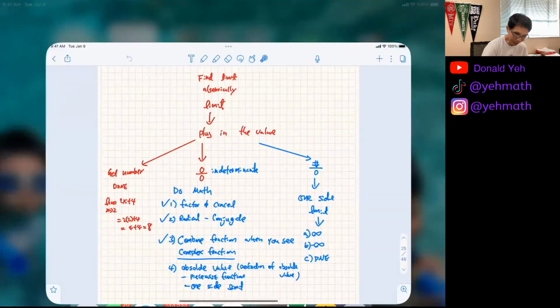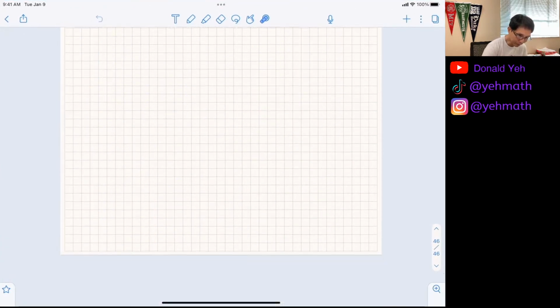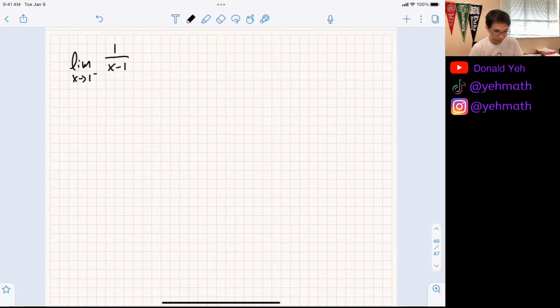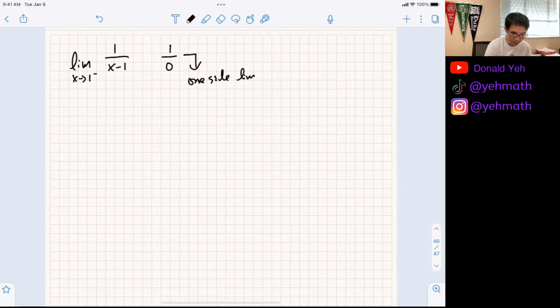Okay, so what are infinite limits? Say we have the limit as x approaches 1 from the left of 1 over x minus 1. Remember, the first thing we do on a limit is plug in. But if you plug in, you will get a number over 0. Number over 0 means that leads to a one-sided limit, which is like this case, a one-sided limit.